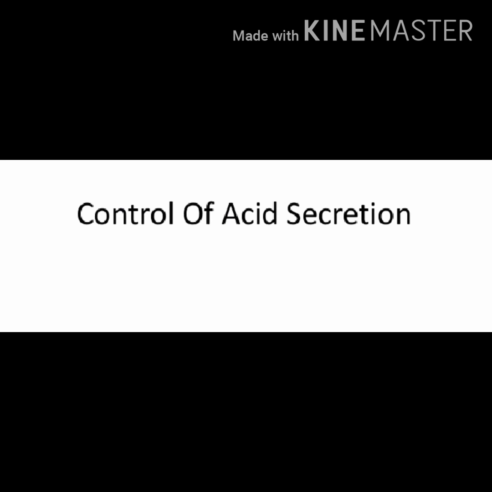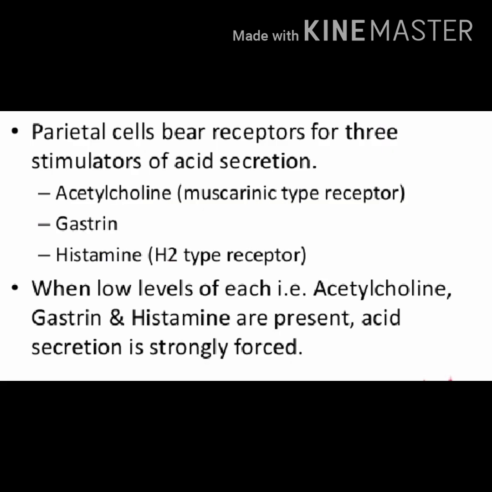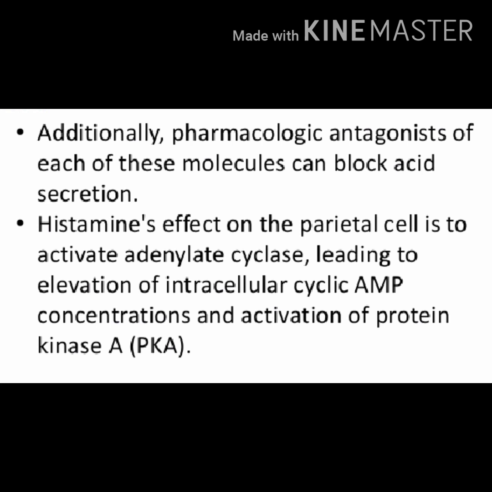acid secretion now. Parietal cells bear receptors for stimulators of acid secretion, that is acetylcholine, gastrin and histamine. When a low level of each of acetylcholine, gastrin and histamine is present, acid secretion is strongly reduced. Additionally, pharmacologic antagonists of each of these molecules can block acid secretion.